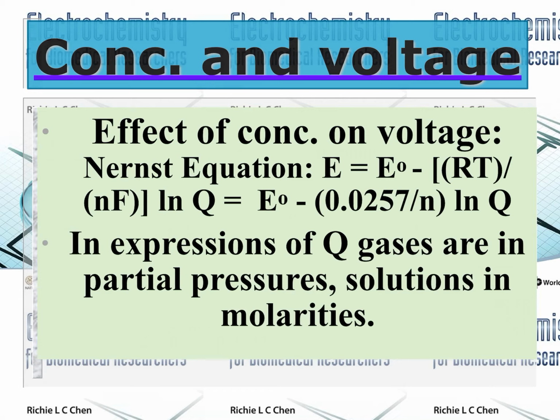Okay, the effect of concentration on voltage. If you change the concentration of your materials, then you may no longer be at K. So if we increase the concentration of our products, then we have shifted the equilibrium to the right, and therefore the reaction is going to proceed in the reverse direction, and we're going to wind up with a measured voltage less than our standard voltage.